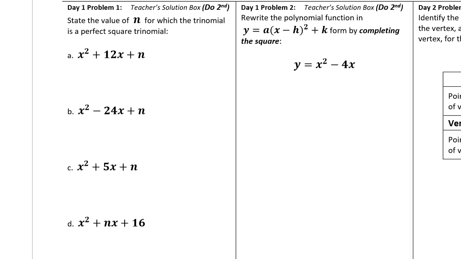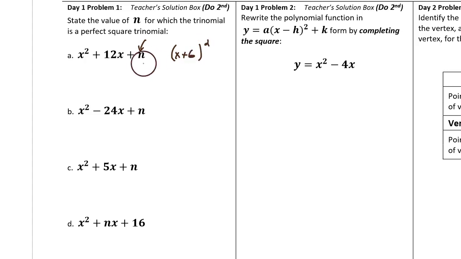Here's the answers for day one, problem one. State the value of n for which the trinomial is a perfect square trinomial. We need to figure out what number to put right here so that this ends up being a trinomial that factors as a perfect square trinomial. We want this to factor as x plus 6 squared.